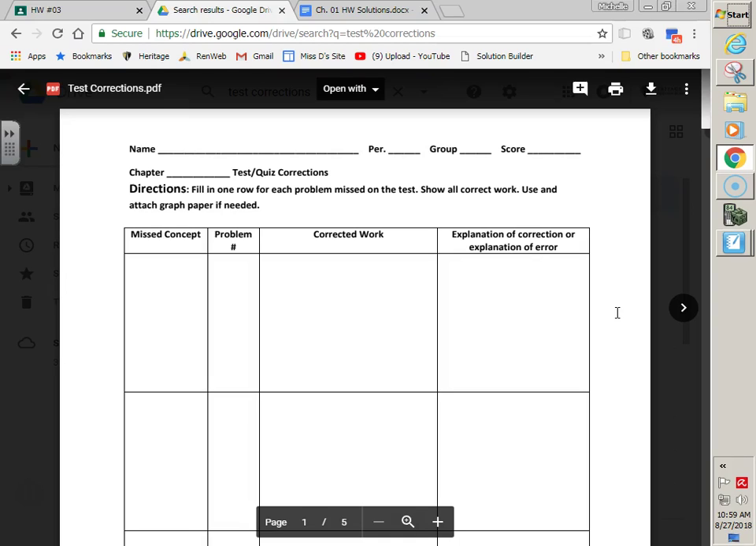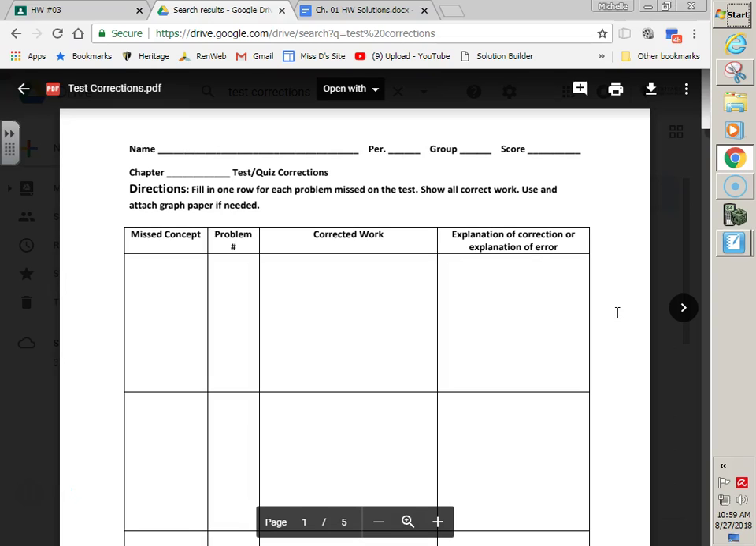Pretty self-explanatory. Name, period, group, score. What I want in the score is your current old score before you did corrections. Does that make sense? So then you just give it to me out of, usually it's out of 100, so you're just going to give me a percentage, like a 95, an 82, a 64, etc. But when it is out of a different point value, you can find the percentage if you want.